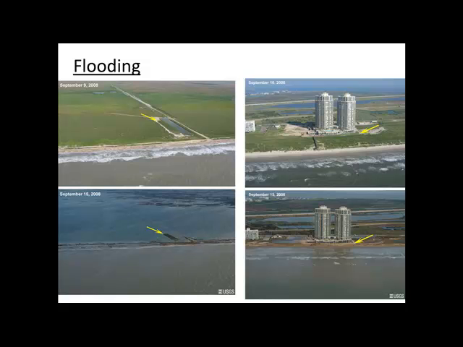Flooding occurred, especially due to inland flooding and the storm surge. These pictures here show the storm surge that came in. You can see on the left-hand side pictures before and after the hurricane. This is a wetland area that at one point in time was freshwater, then it got changed over to saltwater. On September 9th, all the marsh area you see in green was actually freshwater. Then September 15th, due to the storm surge, all of that area is now saltwater.